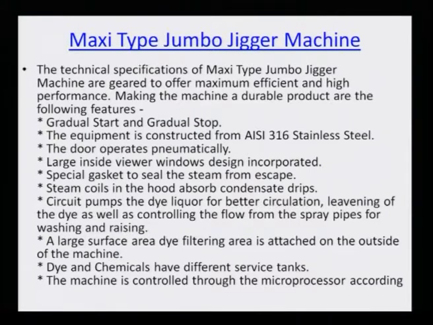The equipment is constructed with stainless steel 316. The doors are operated pneumatically. Large inside viewer windows are incorporated. A special gasket seals the steam from escaping. Steam coils in the hood absorb condensate drips. Circuit pumps circulate the dye liquor for better circulation, leveling the dye as well as controlling the flow from the spray pipes for washing and rinsing. A large surface area dye filtering unit is attached to the outside of the machine. Dye and chemicals have different service tanks. The machine is controlled through a microprocessor.